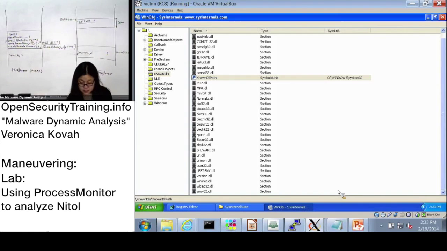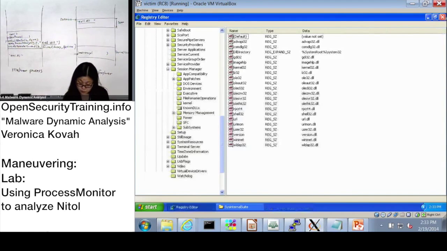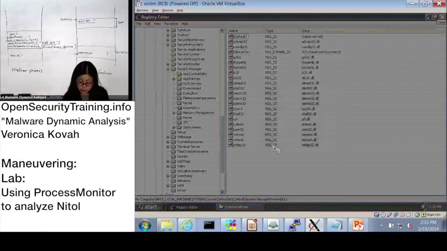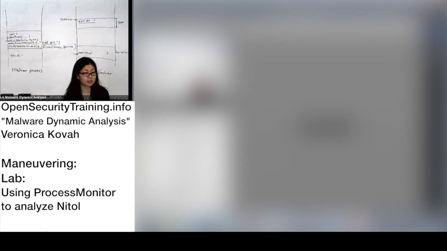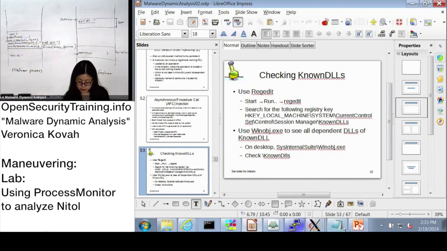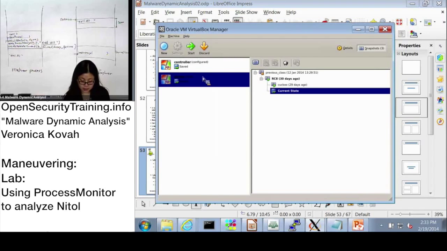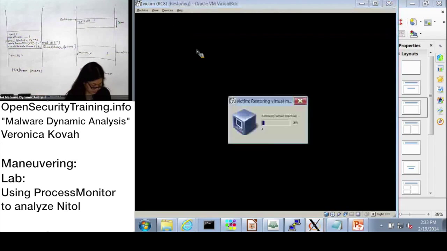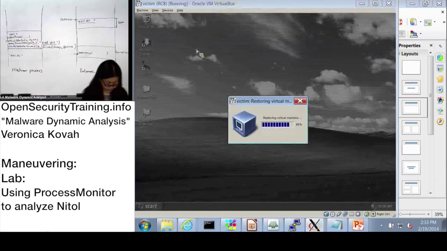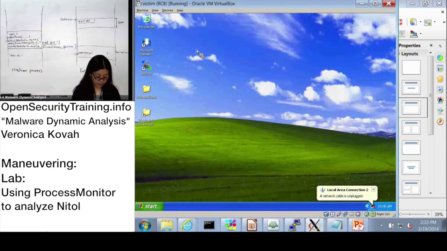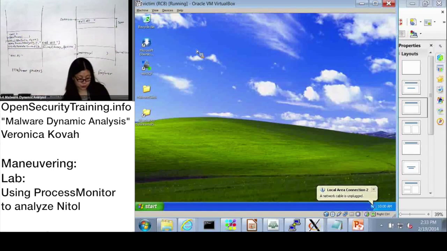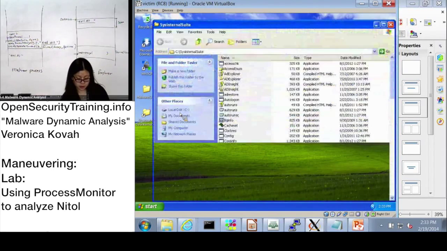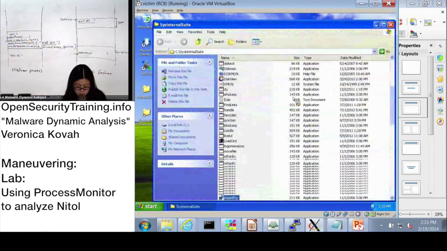Right. Then let's move to, we'll close this one, snapshot to RC8, clean snapshot. Go to the clean snapshot. Okay, please go to the clean snapshot and restart the victim. And please use process monitor, procmon.